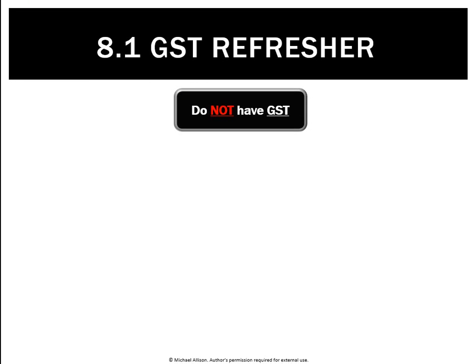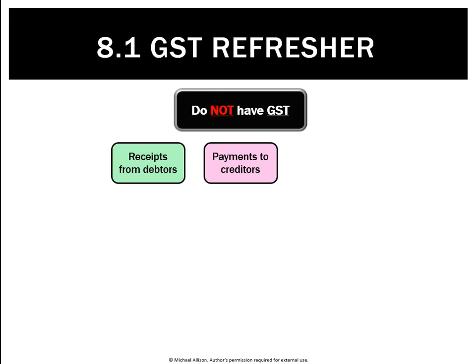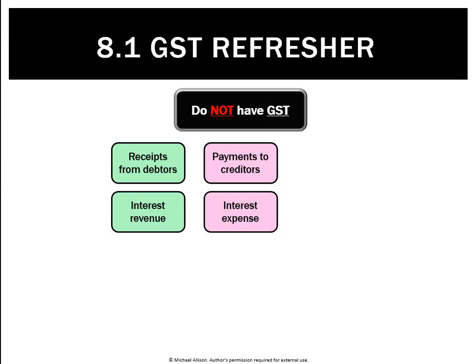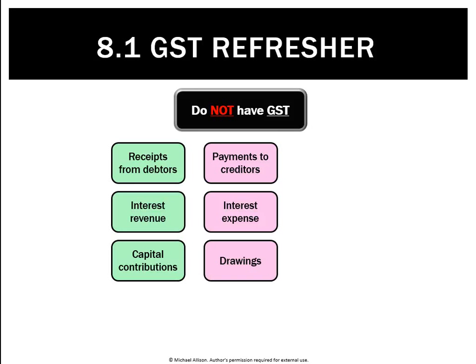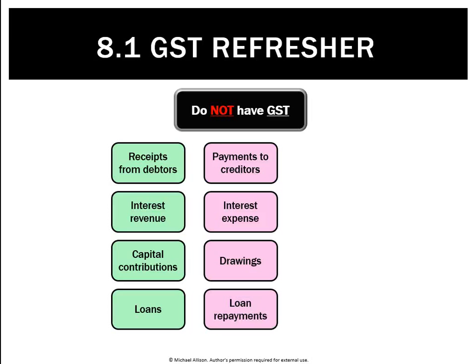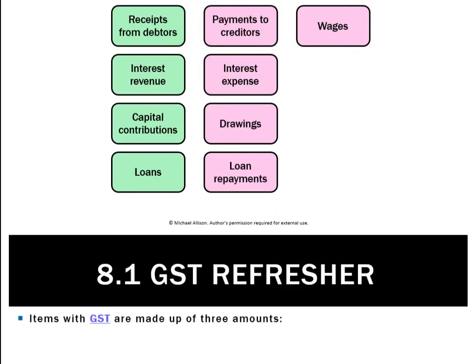For our purposes, the most basic ones we'll deal with that don't have GST will be receipts from debtors and payments to creditors. Interest revenue and interest expenses won't have GST. Transactions with the owner, so any capital contributions or drawings, won't have any GST. Loans or loan repayments, there's no GST on financial transactions like that. And wages are an expense that don't have GST.